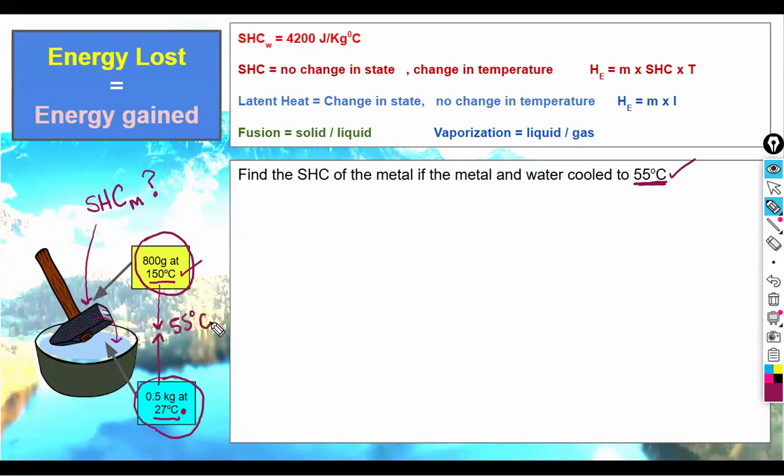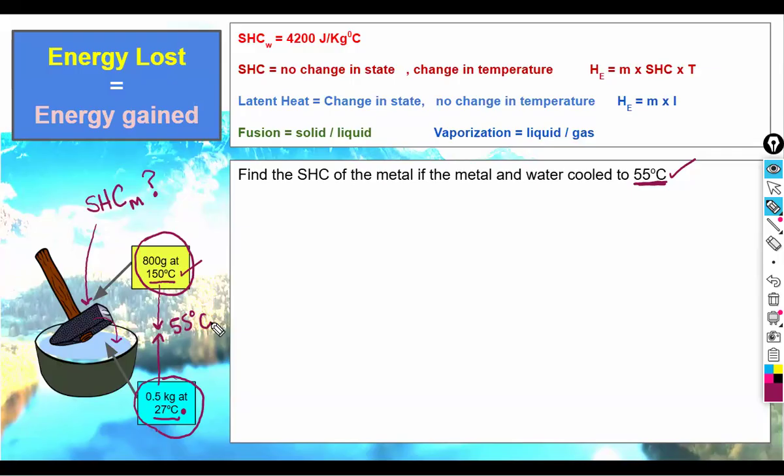So at the end of the question, both the metal and the water will meet and settle on a common value. You call that the equilibrium temperature, right? So just note that, and just note this at the end of the question. At the end of the question, the metal is 55 degrees Celsius and the water is also at 55 degrees Celsius. Once again, that term is the equilibrium temperature.